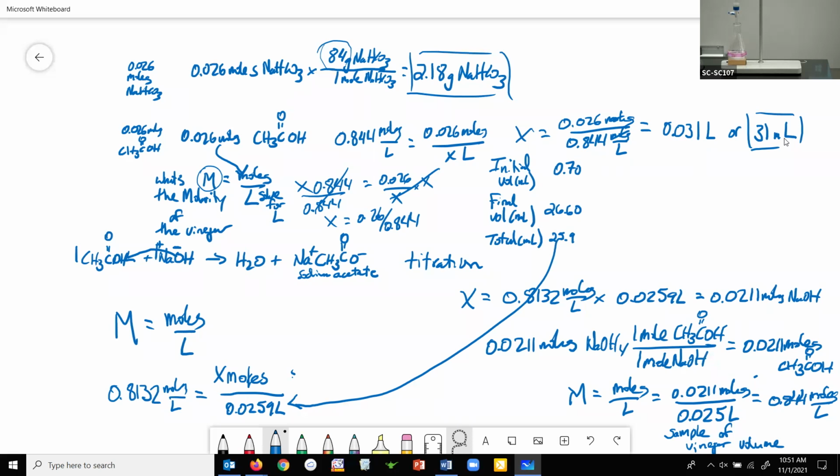Questions? So experimentally, there are really only two numbers that you need to measure directly. The first number is what is the volume of the bag? Second number is what is the volume of sodium hydroxide it takes to use up the vinegar that you're given. Questions?